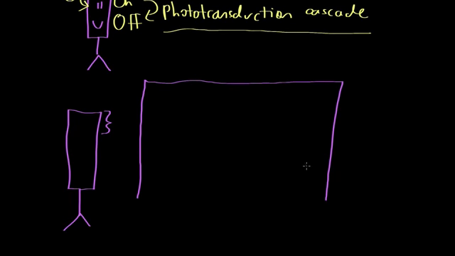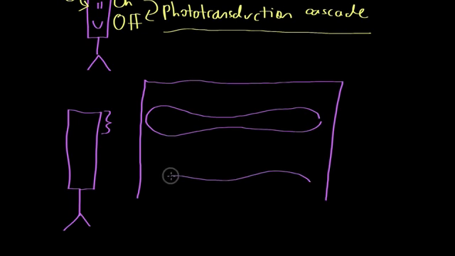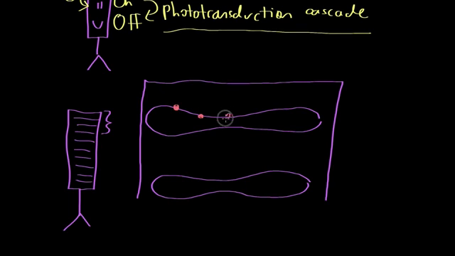So inside the rod, which we just made much bigger, there are a bunch of little discs. They're really thin little discs, just stacked on top of one another, and there are hundreds of them. They fill up the entire rod. Same thing in cones, but we're just going to look at the rods here. Inside of these little discs, there are a whole bunch of different proteins, all interspersed throughout the discs.